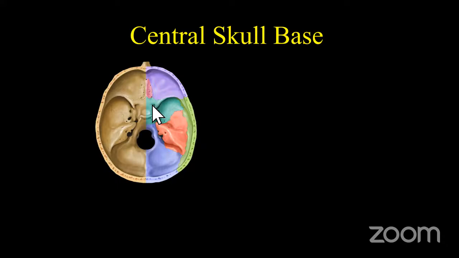But you see the optic nerve right here. You see the optic nerve canal. You can see foramen rotundum. There's a superior and inferior orbital fissure, the foramen ovale, foramen spinosum. So there are a lot of holes in the sphenoid sinus.